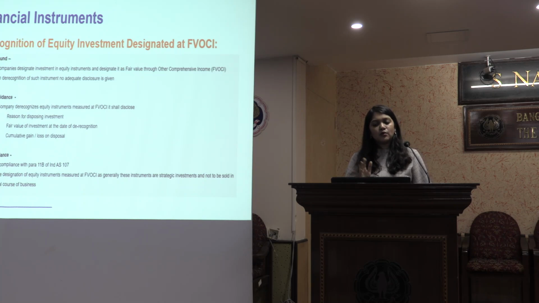Now let's take a scenario where the company has taken a choice of carrying these investments through FVOCI. What happens at the time of derecognition of those investments? Generally what companies do, they will derecognize the investment, whatever gain or loss is coming will go to OCI and everything will get squared off. But there are certain specific disclosures which are required in that case. So we have to understand that these investments were classified as FVOCI because these were considered as strategic investments rather than investments for sale.